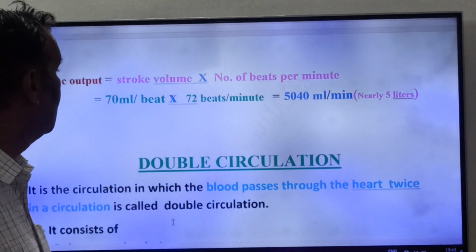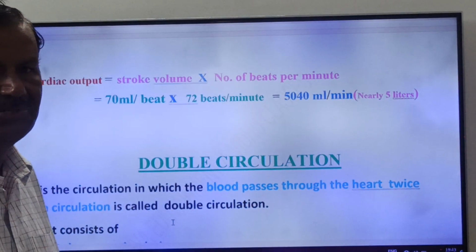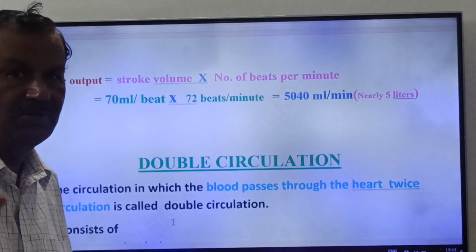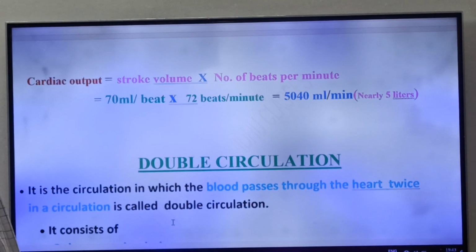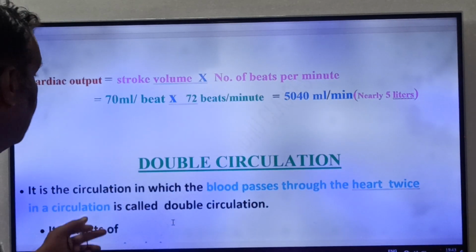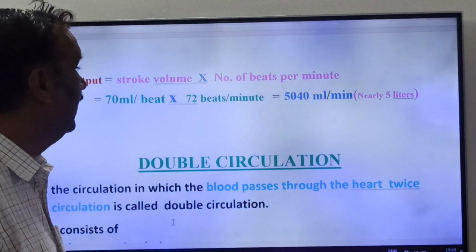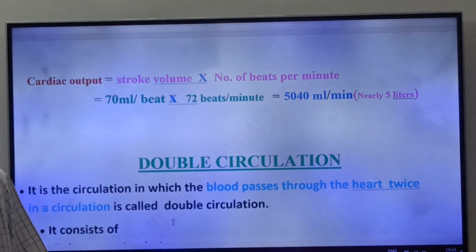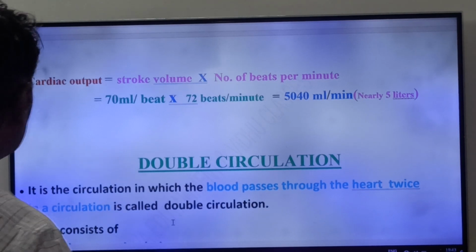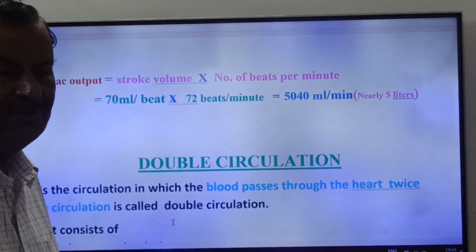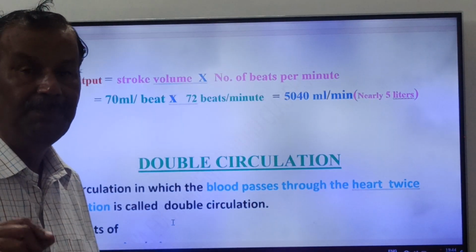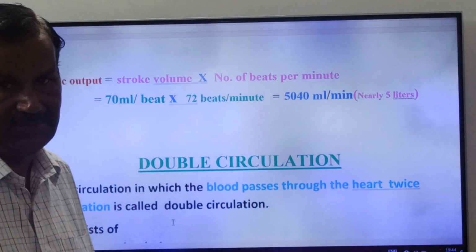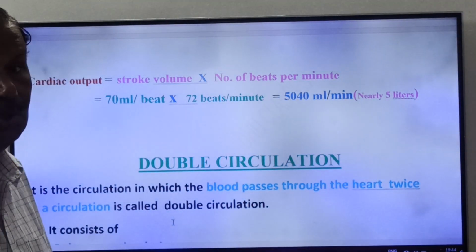The stroke volume is 70 ml per beat. So from each ventricle, 70 ml of blood is coming out in one heartbeat. Into 72 times, it becomes 5040 ml, which is approximately 5 liters of blood. Our heart is pumping a total of 5 liters of blood per minute to the various body parts. That is about the cardiac output, friends.